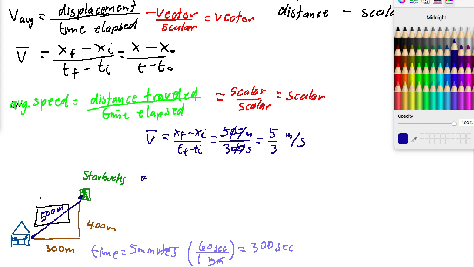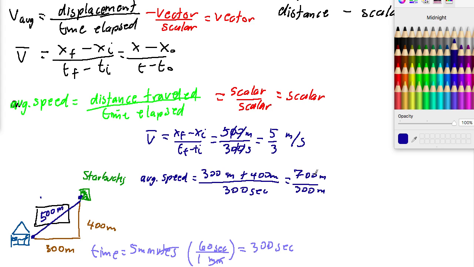Now let's do average speed. That's the total distance traveled. So remember from our previous video, that will be 300 meters plus 400 meters over the time elapsed, which is 300 seconds. So this turns out to be 700 meters over 300 seconds. Zeros cancel out again. This worked out nicely, and this problem ends up being 7/3 meters per second.